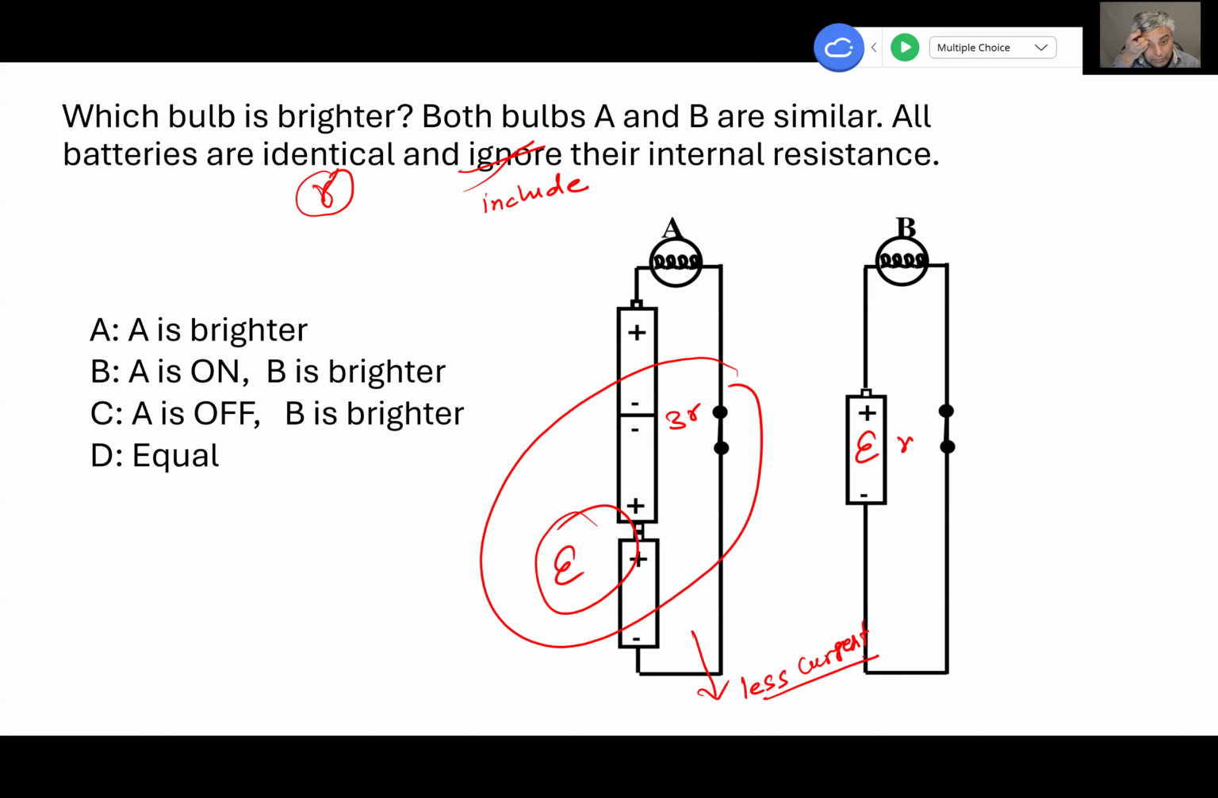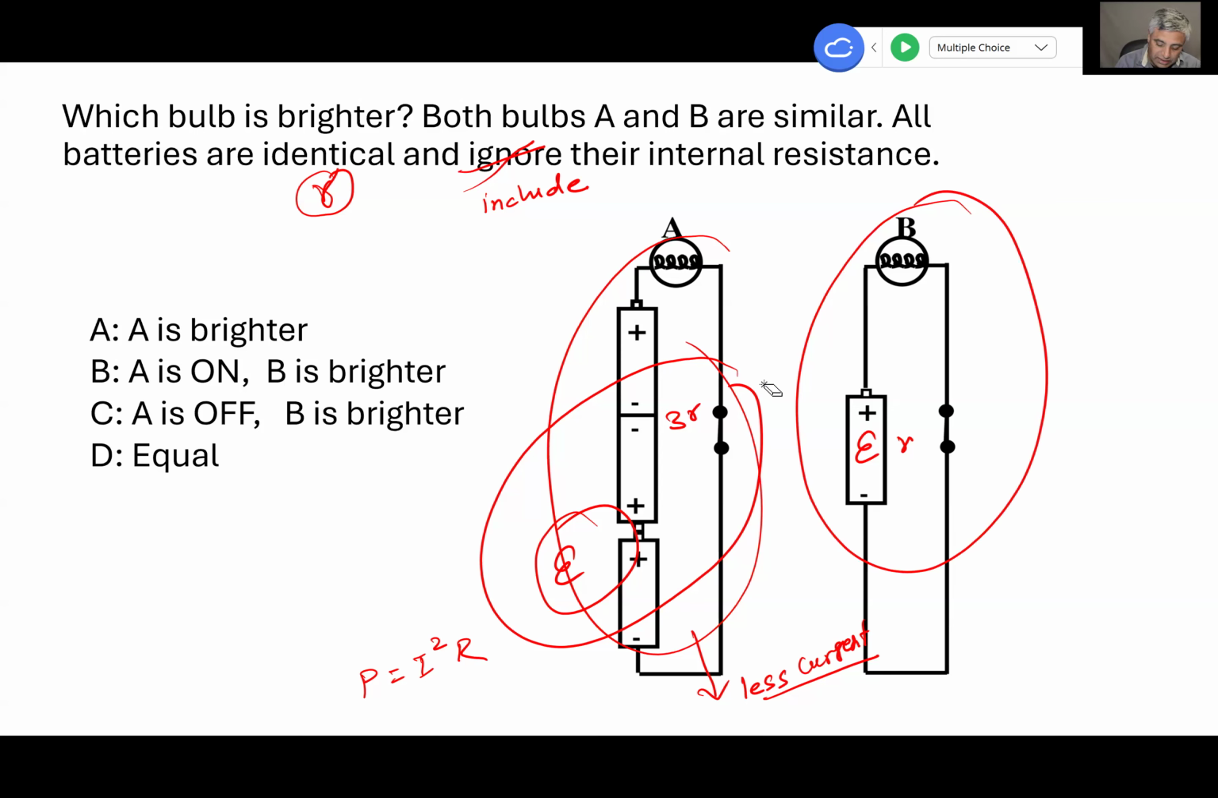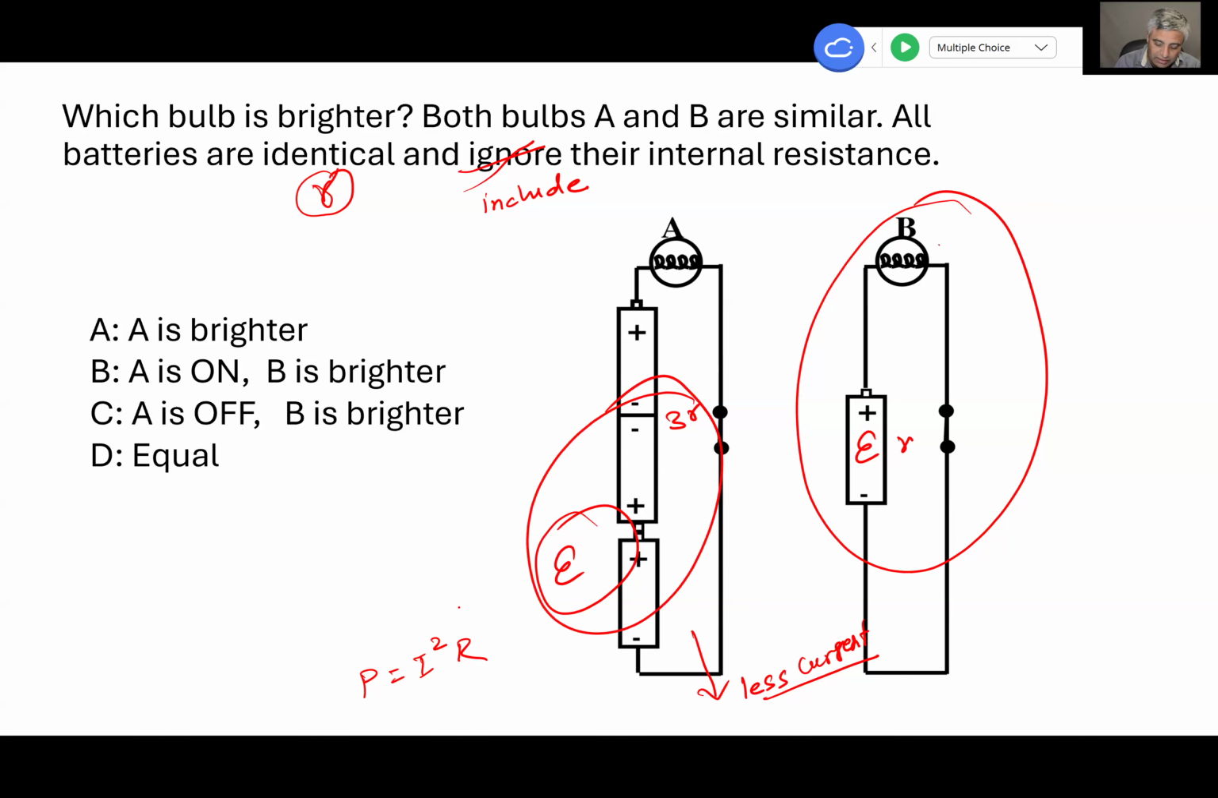Means less bright. Remember, brightness comes from power, and power is given by I squared times R, right? So yes, this is going to light up, but B is going to be brighter because there is more current flowing through this, because of less internal resistance of the battery. Okay, so B is the correct answer in this case.